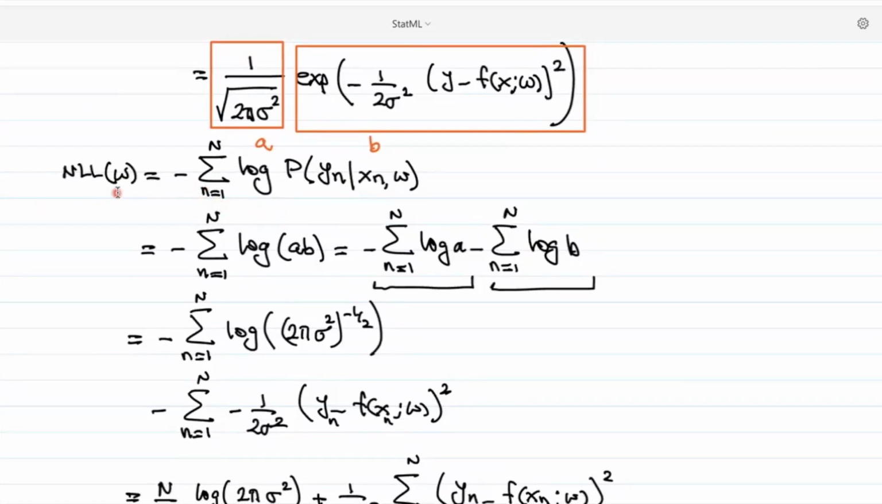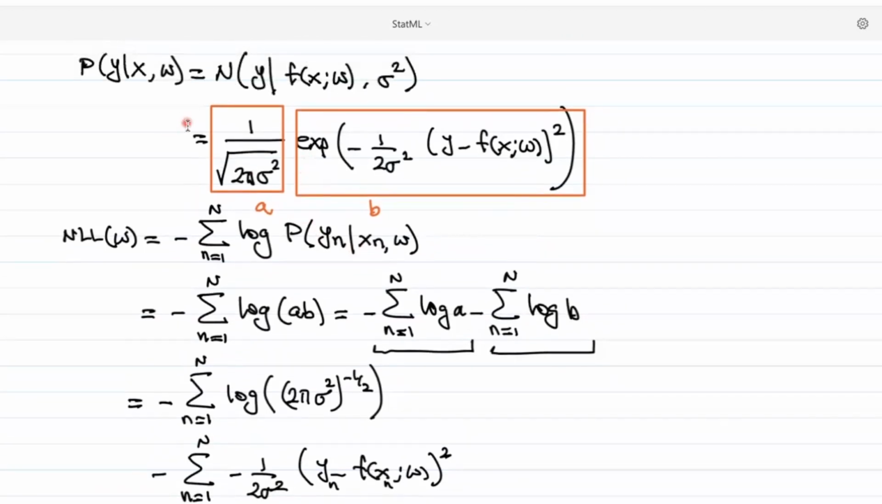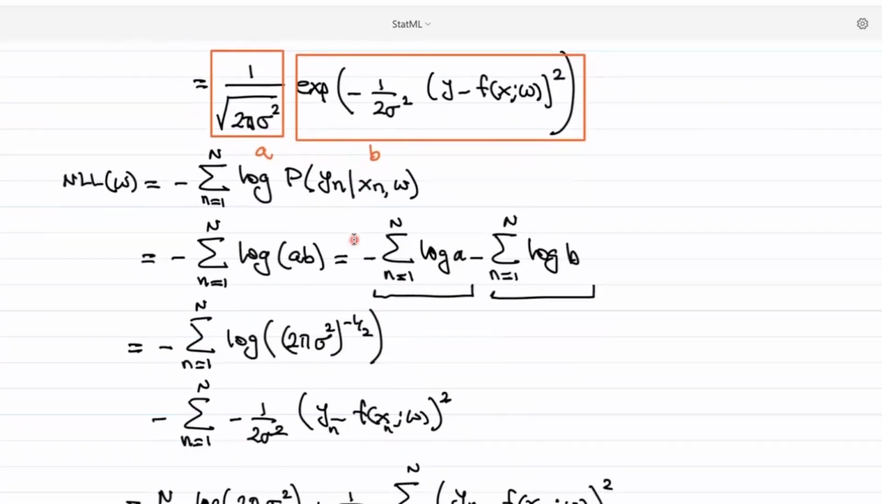So the negative log likelihood function is the negative sum of the log of these individual probabilities that we found. And since this probability has two terms, a times b, we can write the log of a times b as log of a plus log of b. So you can see that we can simplify this, given that these are all linear operators. We can write this as the negative sum of log of a and the negative sum of log of b. And then we can substitute in these values for a and b.